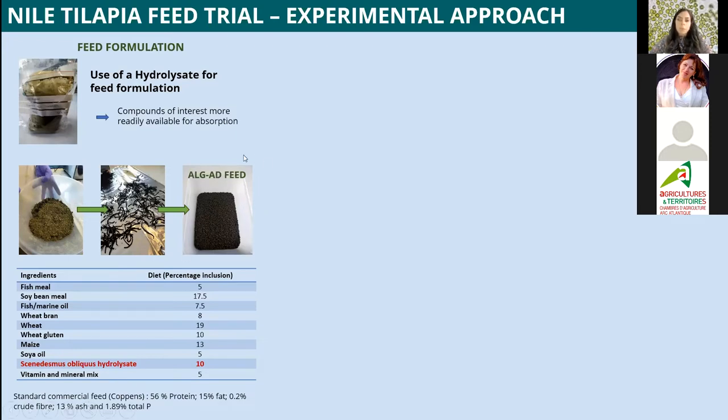This method was quite robust and convenient because we could also alter the size of the pellet, which was really convenient because we could increase the size of the pellet with the increasing size of the fish as they were growing during the trial. And our feed formulation was as follows in this table, and we have replaced fish meal. We still had fish meal, which was about 5% of the formulated diet, but we replaced most of it and added 10% of our Scenedesmus hydrolysate. And we've compared this ALG-AD feed to a commercial feed during our experiments.